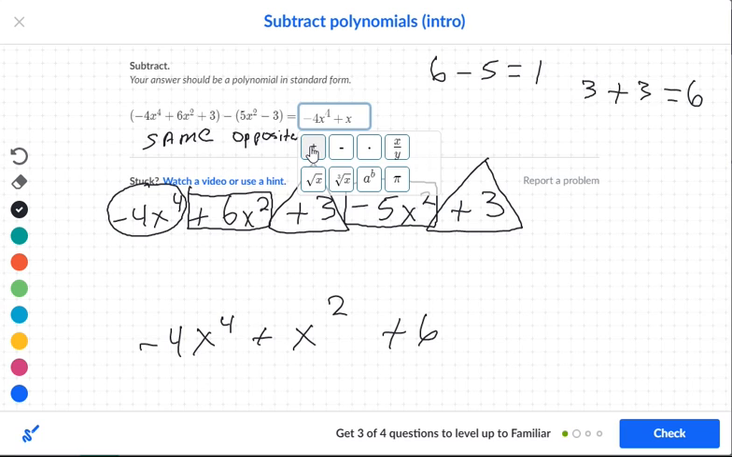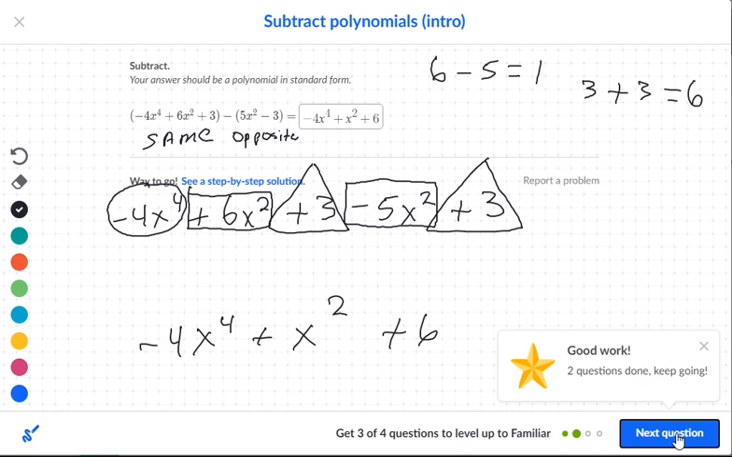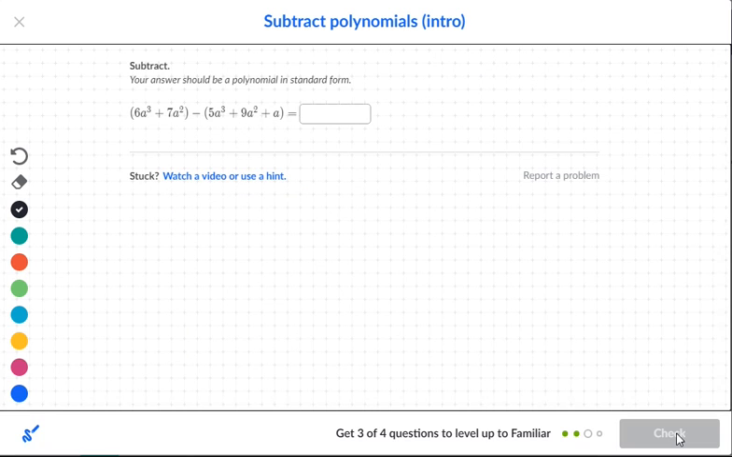Then we're going to press in an x. So we need the AB key again. This is to the second. Now we want to press the space bar to bring the cursor down again. We're going to press in the plus sign, and then we have the 6. So let's go and check this, and it's correct. Let's go to the next one.